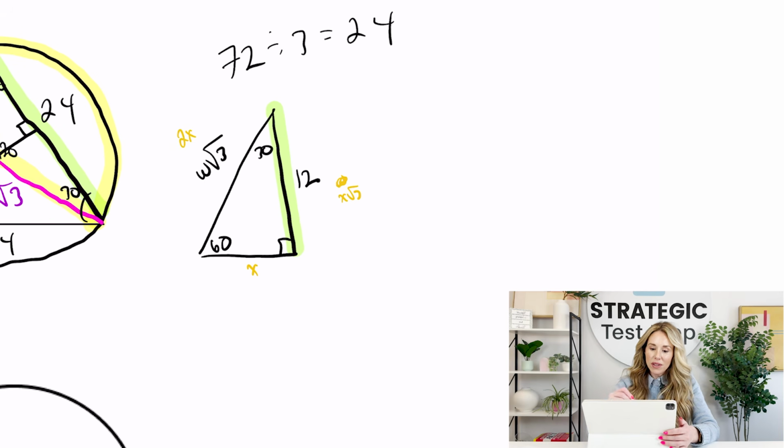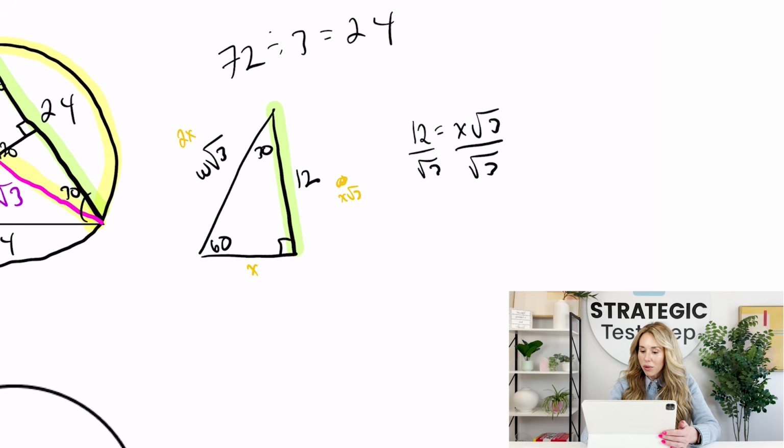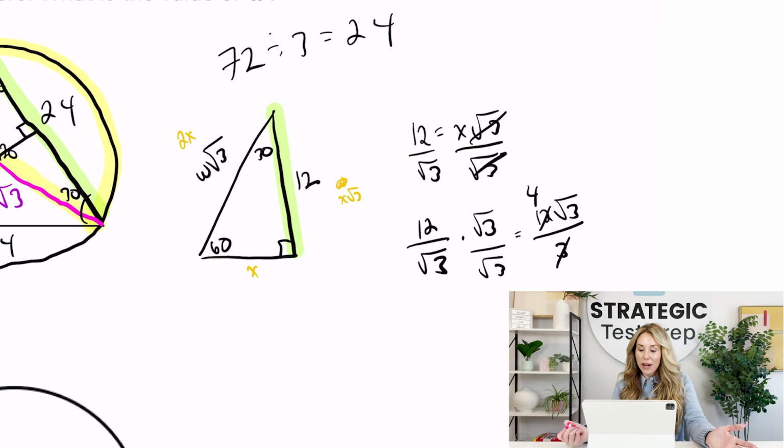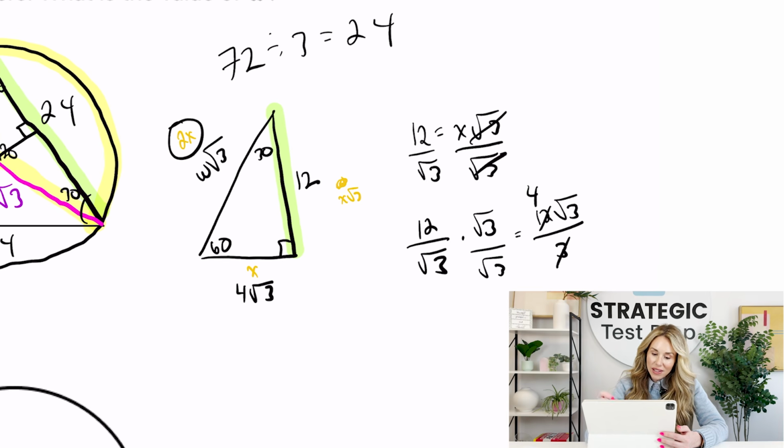So what I'm going to do is I'm going to say, okay, 12 equals x rad 3. Divide by radical 3 on both sides. Now, how do you simplify that? We'll rationalize the denominator. So that ends up being 12 rad 3 over 3. The 12 cancels with the 3, so it's 4 radical 3. So x equals 4 radical 3. So that means that this side is 4 radical 3. And then this side, since it's the 2x side, it's 2 times 4 radical 3, which is 8 radical 3.